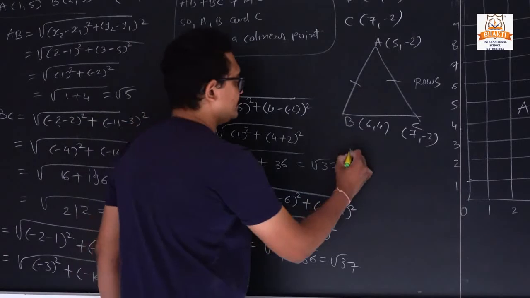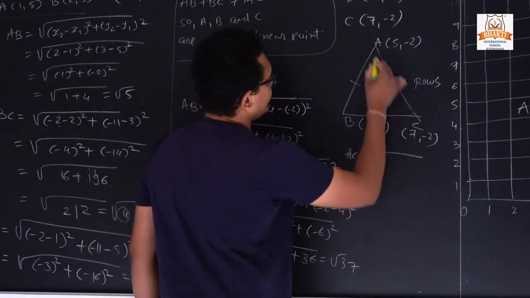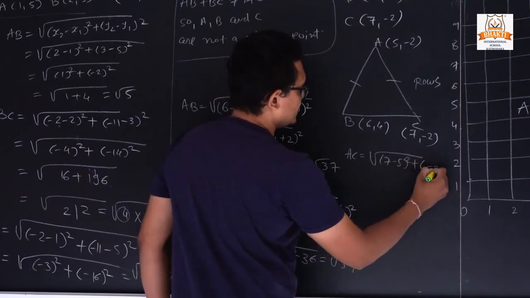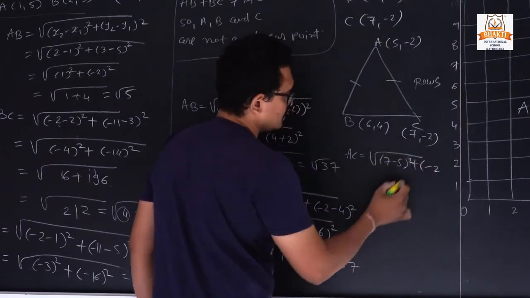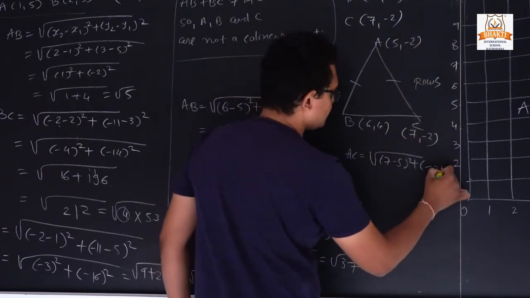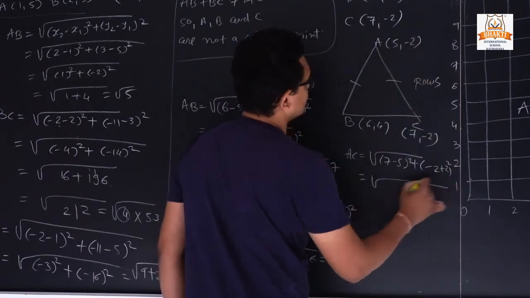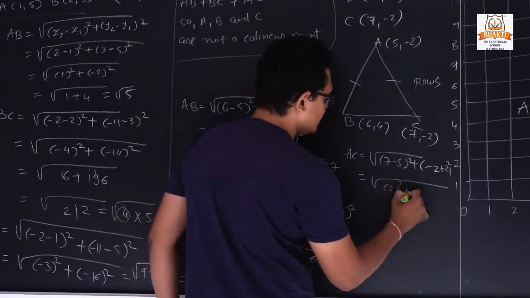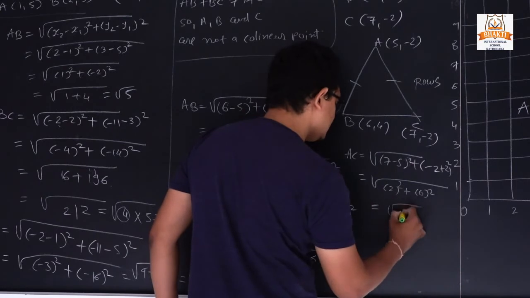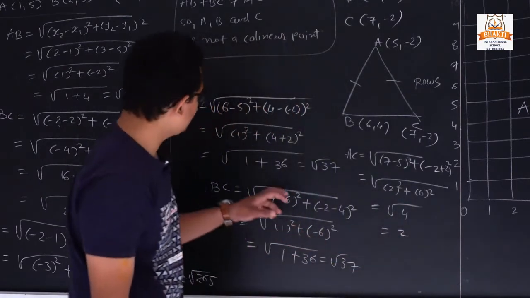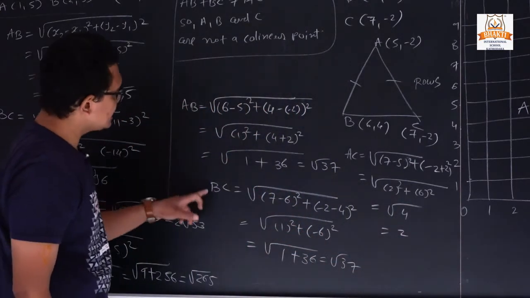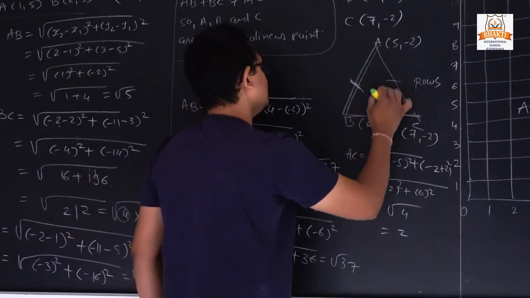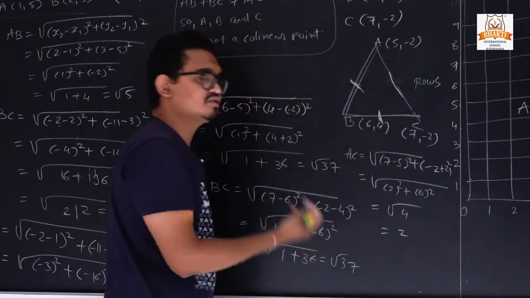We can also check for AC. A and C. So (7 minus 5) all square, minus minus plus (minus 2) all square. So 7 minus 5 is 2 square, here 0 all square. So answer it is 4. So answer is 2. So it means what? AB is equal to BC. AB is equal to BC means these both sides are same. Clear? So it is called isosceles triangle.